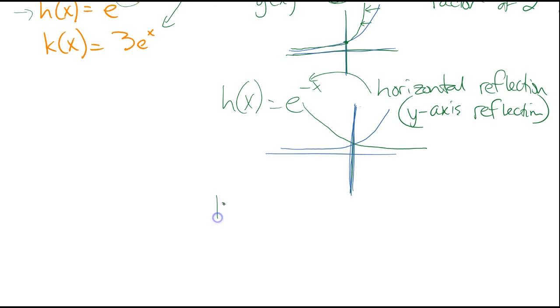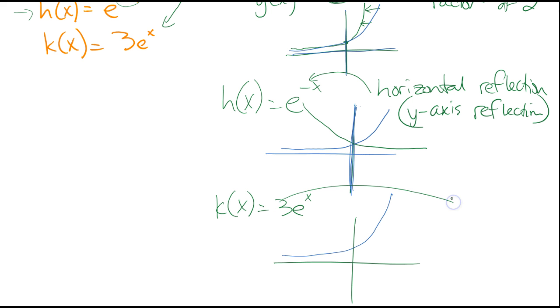Lastly, k of x equals 3 times e to the x. Ooh, finally, we're doing something to the function after we've taken care of that exponent. So if the original one is here, then this 3 out here in front of all of it is actually going to be a vertical effect, and it does obey the logic of 3 times the rest of it, so this is a vertical stretch by a factor of 3.